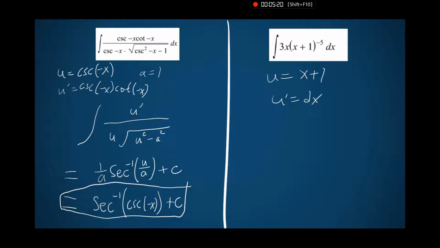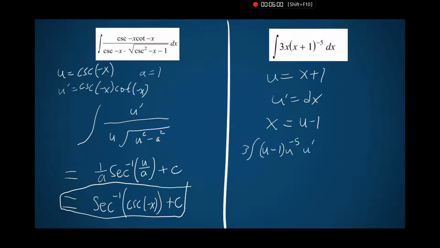On the outside, I've got 3x dx, not just dx. I've got the wrong power. So I need to do one extra step. What is x equal to? Oh, x equals u minus 1. Okay, then that becomes the integral of 3 times u minus 1, u to the negative 5th power.